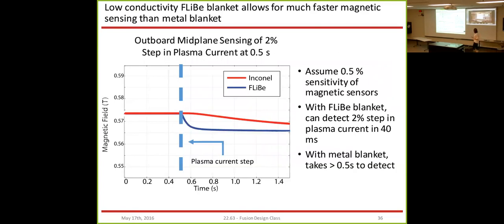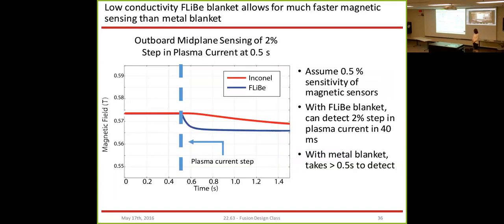Here we've run a simulation where we take the plasma current and change it by 2%. Then we see how a sensor would pick that up at the outboard midplane if the blanket were made of FLIBE, and then if it were made of Inconel. And again, this is assuming a 0.5% sensitivity of magnetic sensors.